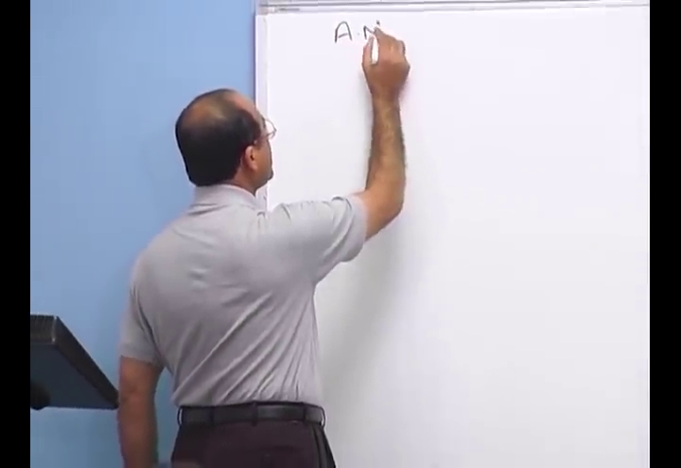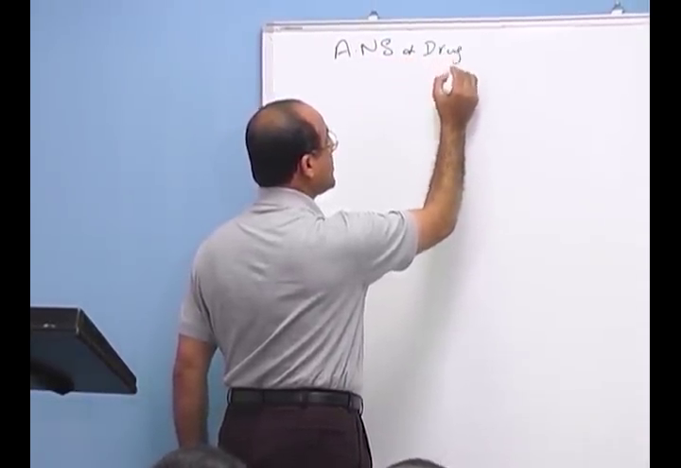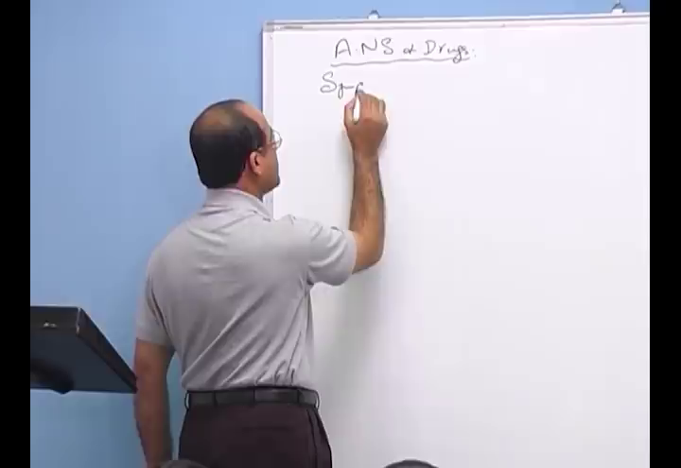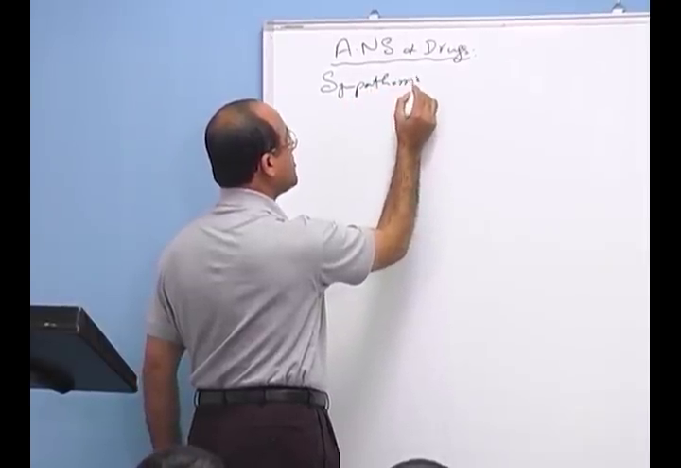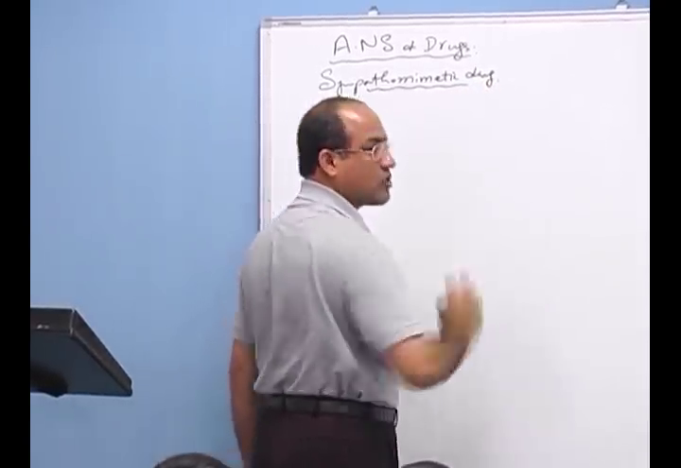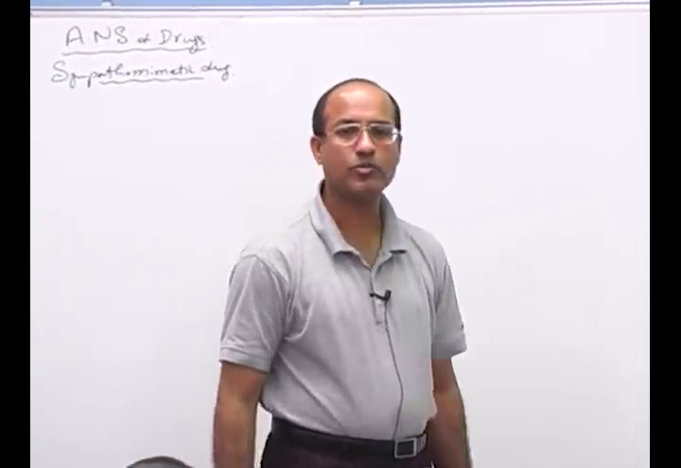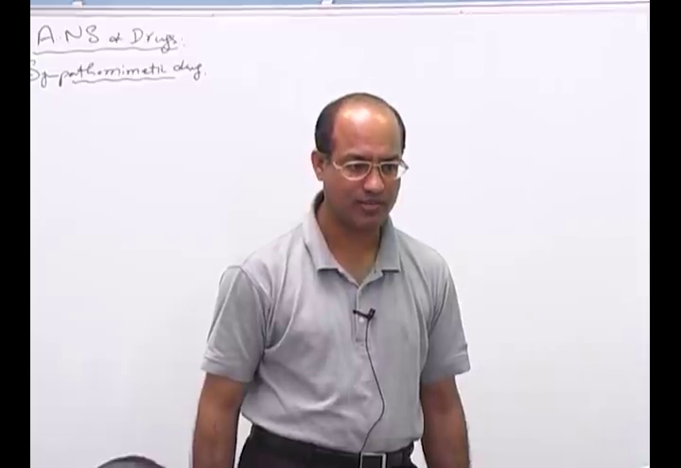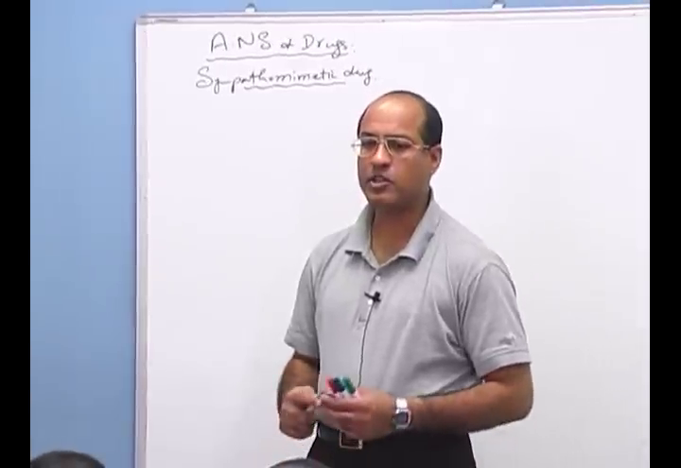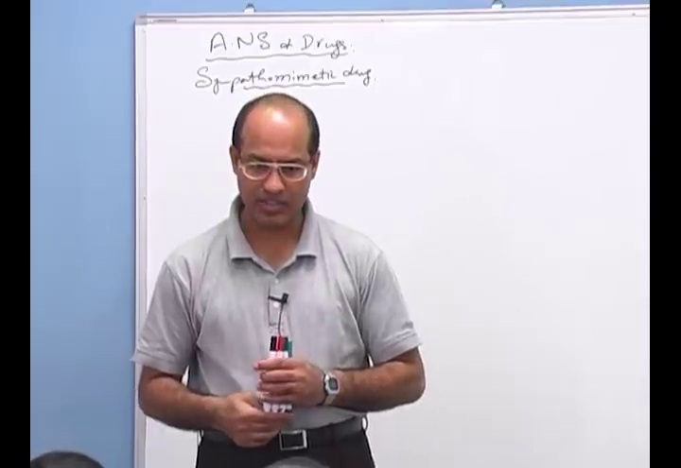Autonomic nervous system and drugs. So I will just have a few words about it, especially about sympathomimetic drugs. As a class, sympathomimetic drugs are those drugs which, when administered to a person, produce some actions which mimic the action of sympathetic stimulation. This is a group of drugs that produce biological actions which mimic the action of sympathetic activation, right?